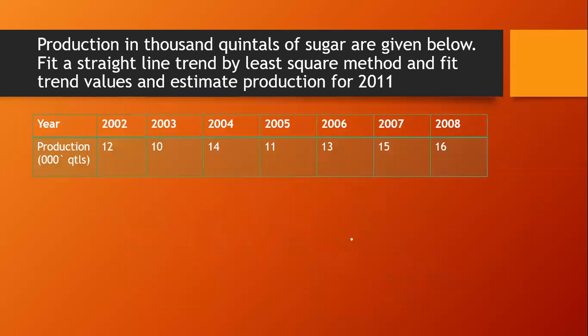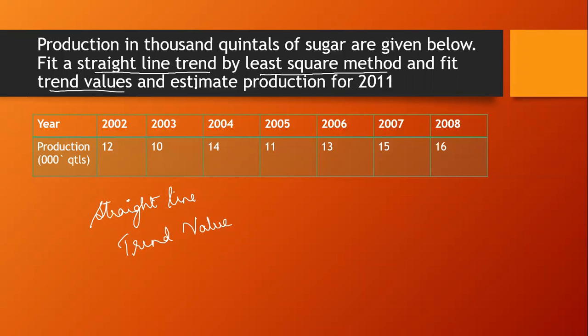Production in 1000 quintals of sugar is given below. They have given us production in quintals. I cannot explain the full problem, I will explain a little now. Fit a straight line trend by least square method and fit the trend values. The straight line method has to be applied, which I already explained, by least square method. Find the new trend values, and estimate production for 2011. Estimate means you have to predict for the future.